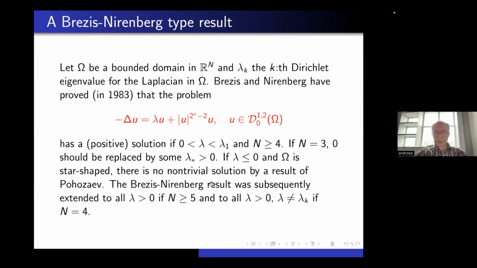And also this Brezis-Nirenberg result has been extended subsequently to all lambda bigger than 0 if n is bigger than or equal to 5, and to all lambda which are not eigenvalues if n is equal to 4. And in fact, very recently, I saw a paper which claims that this can be deleted also for n equal to 4.